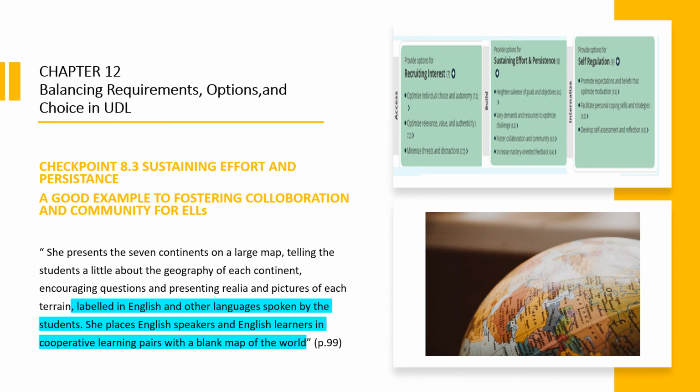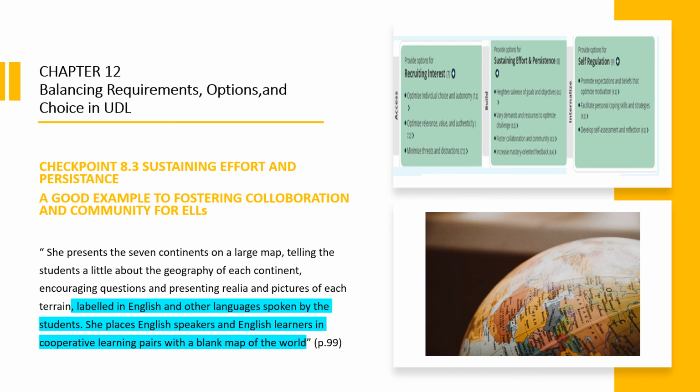Another good example is from chapter 12, balancing requirements, options, and choice in UDL. This is a good example of fostering collaboration and community for English language learners. This is checkpoint 8.3, sustaining effort and persistence category. And checkpoint 8.3 puts emphasis on sustaining effort and persistence by fostering collaboration and community.